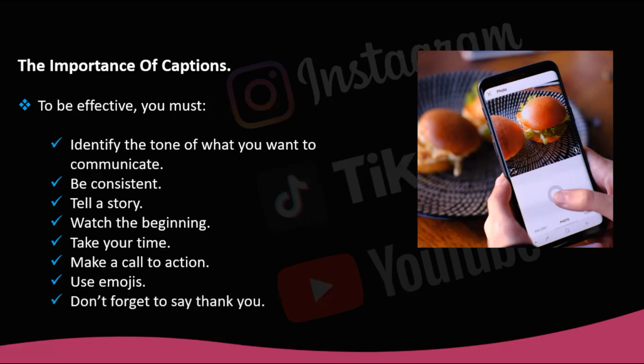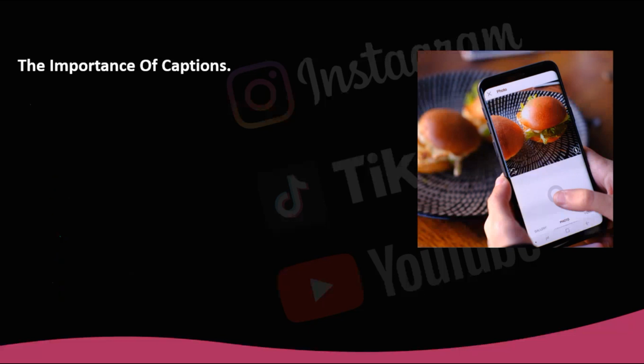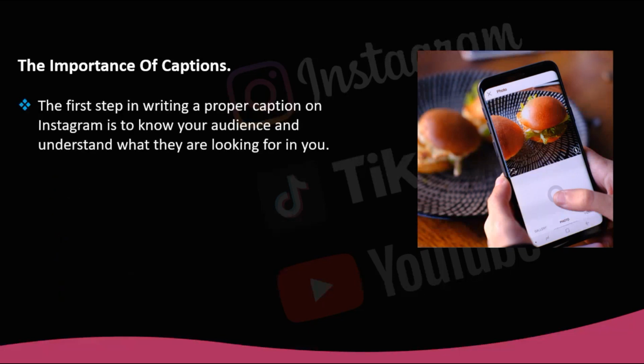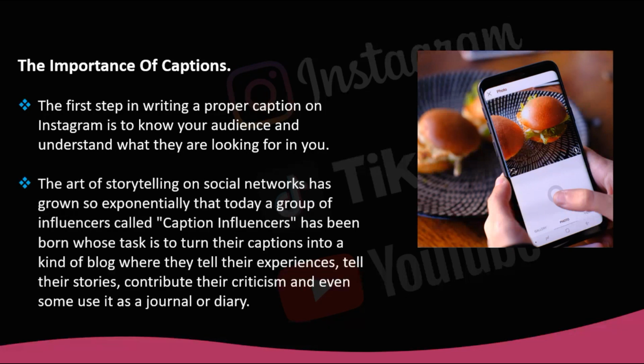Don't forget to say thank you. If you are collaborating with another influencer or a brand, it must be not only labeled but also mentioned in the caption. This will generate interest from your followers in them and generate traffic to their profiles. The first step in writing a proper caption on Instagram is to know your audience and understand what they are looking for in you.